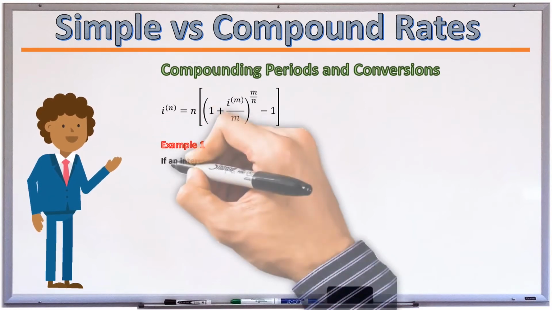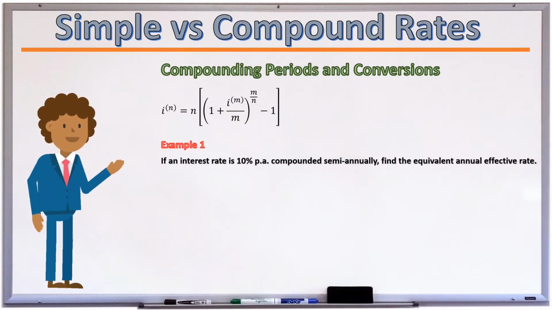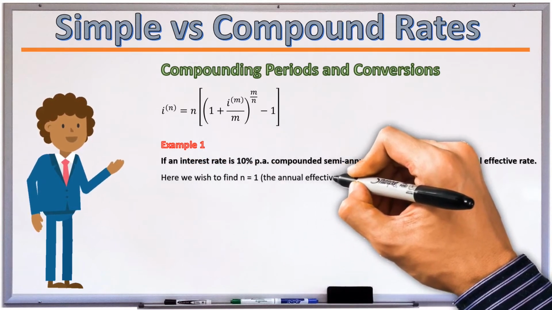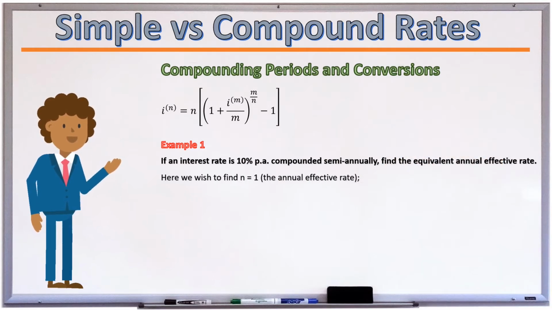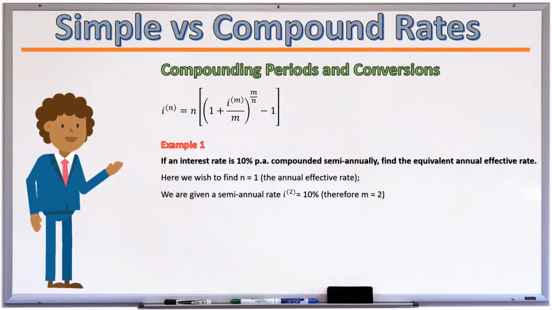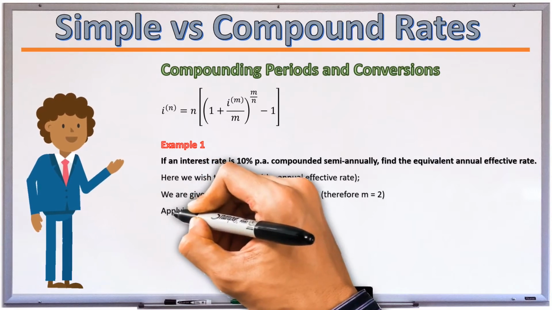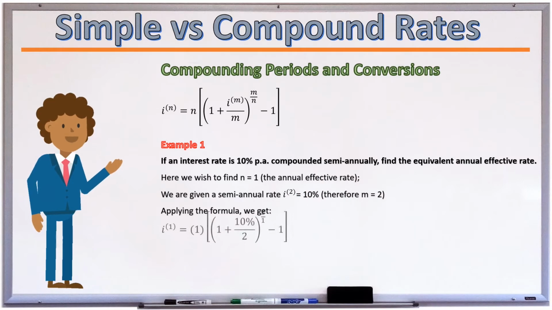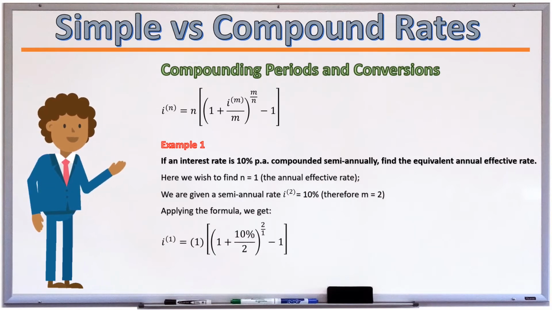If an interest rate is 10% per annum compounded semi-annually, what is the equivalent annual effective rate? Here we wish to solve for the effective rate where n is equal to 1, and we're given a semi-annual rate, I2, equal to 10%. So therefore in our formula, m is equal to 2. We substitute the various values into our formula, and in practice we denote I1 by just I, and this gives us I is equal to 10.25%. In other words, the equivalent effective rate is 10.25%.